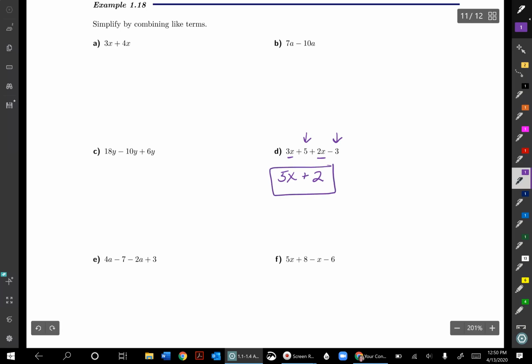Do not put those together. They don't have the same variable part. You can't add apples and oranges. So now go ahead and pause the video and just run through this quick. I'll put the answers up, see how you did.